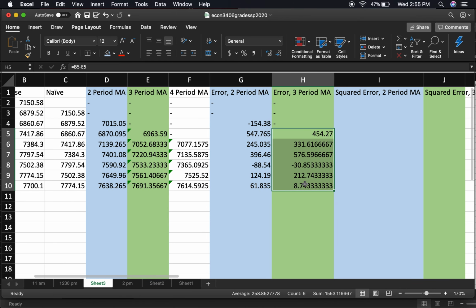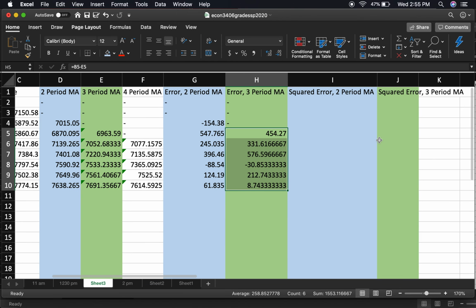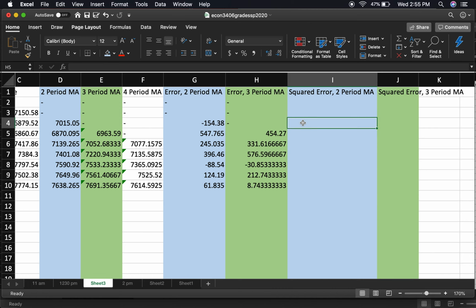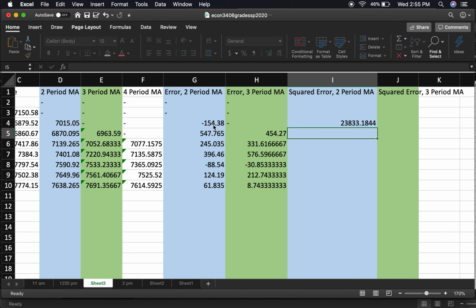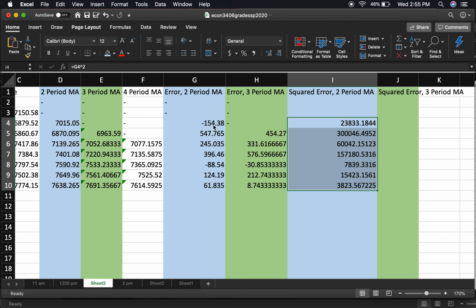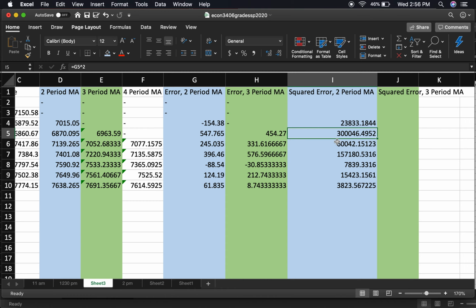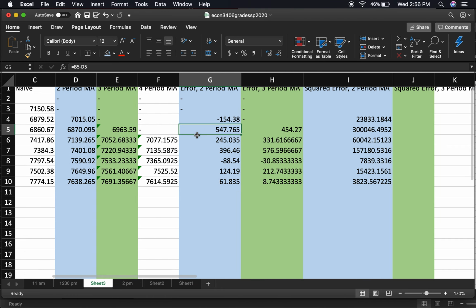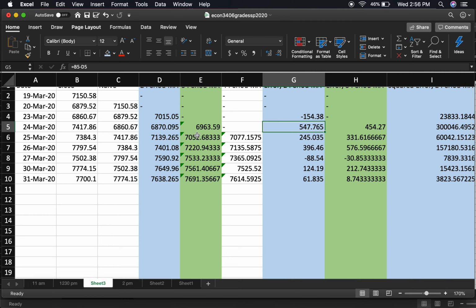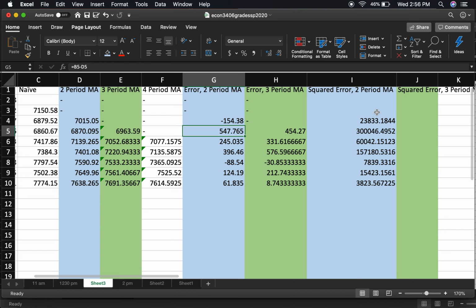Now, let's say I want to evaluate which forecast is better between the 2 period and the 3 period. I can calculate the squared error. You take the error that's in column G here, and you just square it, and you just copy it down. So you see I took the error and I squared it, and I did that for all the forecasts. You can see the forecast that really contributes the most to the squared error is the forecast that was made on the 24th, where the market went up quite a bit. And this was kind of when the stimulus was starting to be announced.